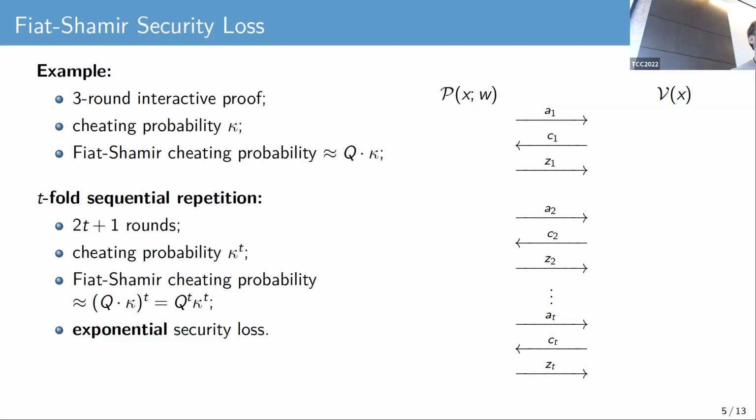So in general, this is the case. In general, the security loss of the Fiat-Shamir transformation is actually exponential in the number of rounds of the protocol.